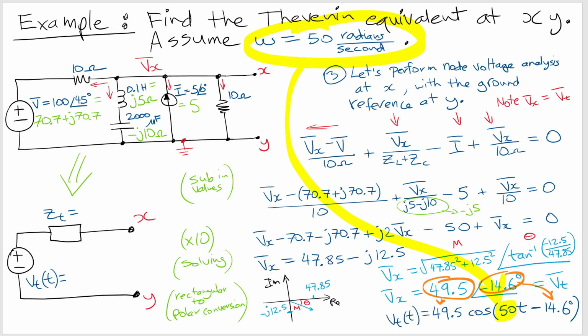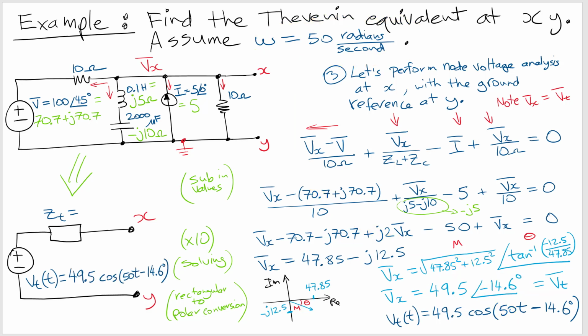So we found the time domain expression for the Thevenin voltage, and let's put that into our drawing. So that's our first result, okay? And now what we're going to do is find the Thevenin impedance.